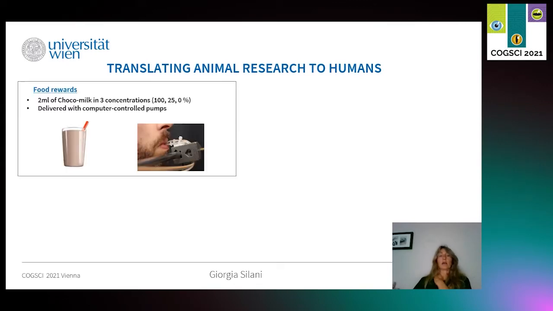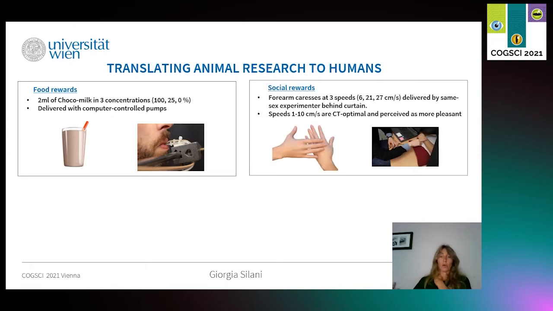How do the stimuli look? Basically, we used food stimuli for non-social rewards, which is usually what is used in animal research. Participants received different concentrations of chocolate milk to create different reward levels, delivered with a computer-controlled pump. And to recreate a similar, comparable tangible social reward, we used touch. Touch, play, and grooming are also very dominant elements in animal research. Specifically for humans, we used caresses on the forearm at three different speeds. We know from past literature that these speeds elicit different levels of pleasantness, with the slowest tactile sensation being the one most preferred.